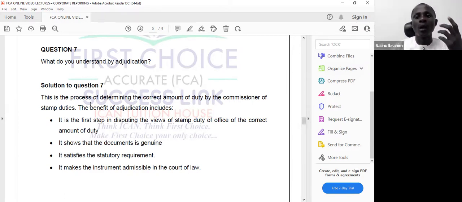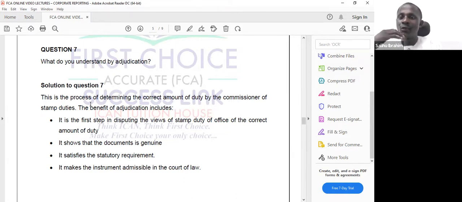just like you have in the case of FIRS, where you will be served an additional assessment that the amount of tax you have remitted is not the appropriate amount you need to remit, the same thing also happens in stamp duty. You may receive an assessment that the duty you paid was not the correct amount of duty. Come and pay additional duty. So you may need to object to that assessment because it's like an additional assessment.